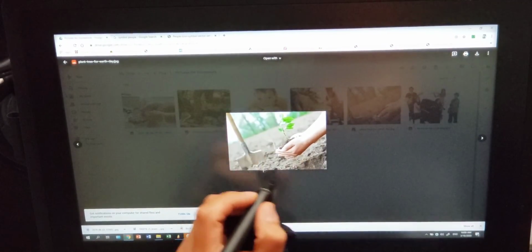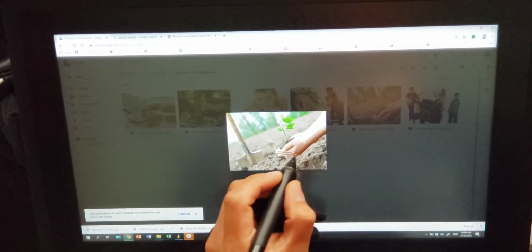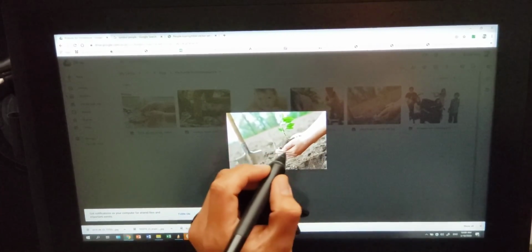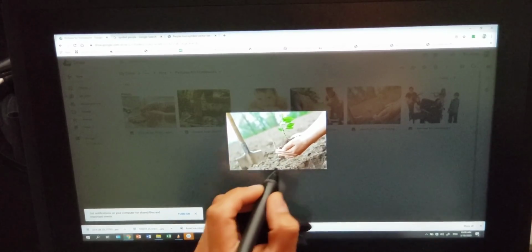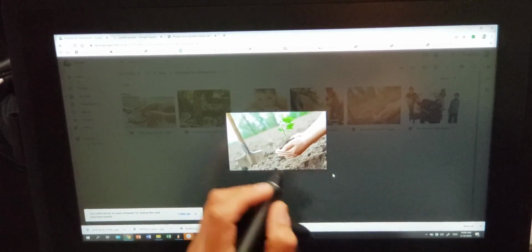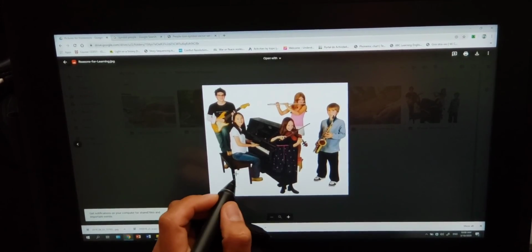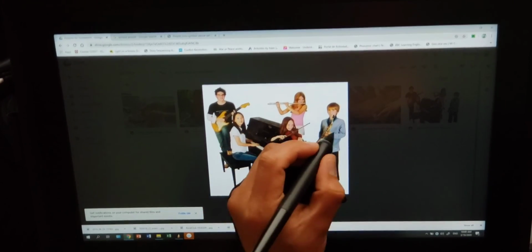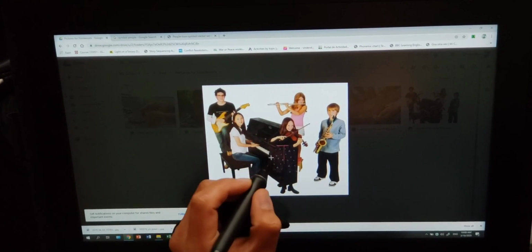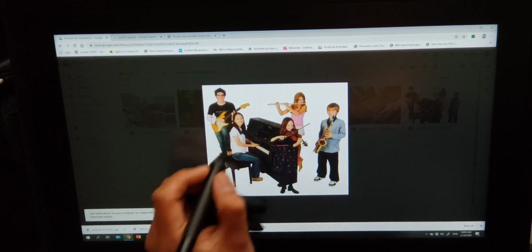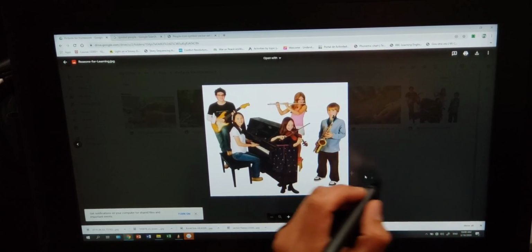The next one, plant a tree. Possibly you need to draw the hands with the plant and the ground, maybe a line for the ground. Then, play an instrument. You can draw a person with the instrument that the person is playing, possibly a flute, a guitar, a violin, or any other instrument that you want. Remember, now that you know how to draw symbols, take just two of the pictures and draw two different symbols, one for each picture.